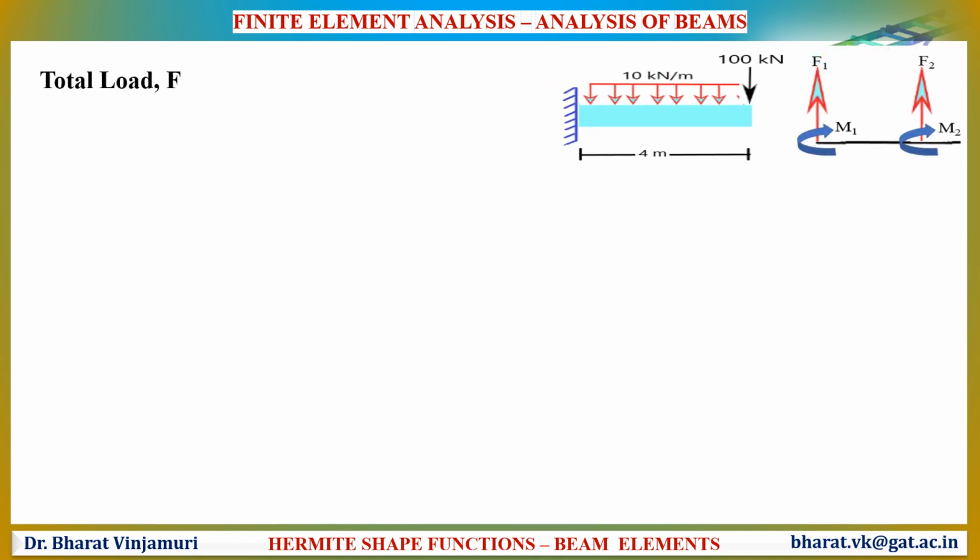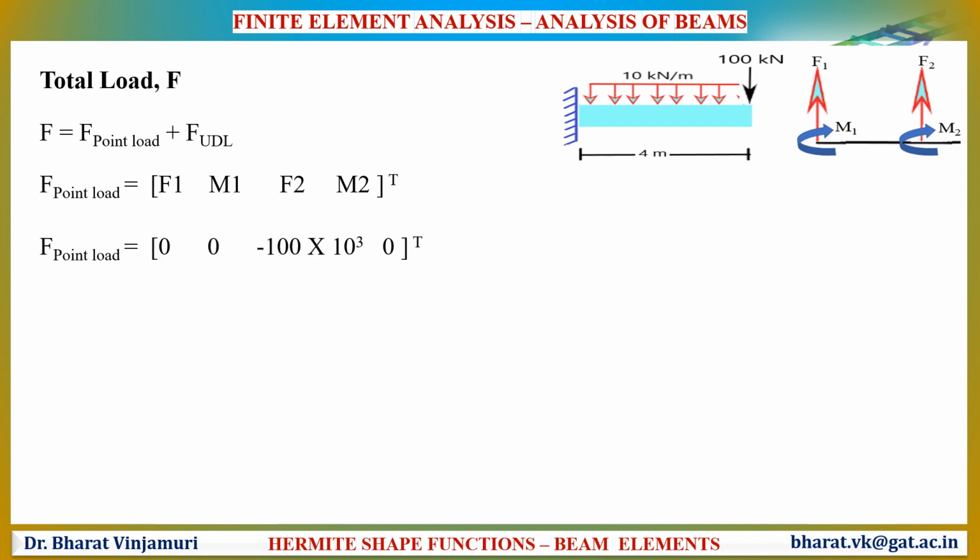The total load in the beam element is the combination of point loads as well as uniformly distributed loads. The point loads are represented as F1, M1, F2 and M2 at the nodes. Since the point load is applied at the free end of the beam, only the component of F2 will be available, whose value will be minus 100 into 10 raised to 3, as the point load is pointing in the downward direction.